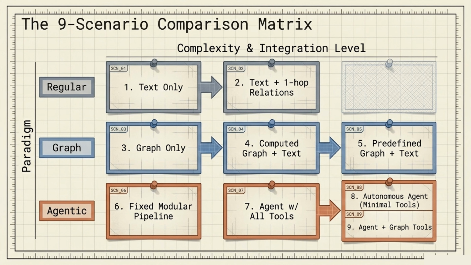Here is our 9 scenario comparison matrix mapping the complexity and integration levels. It ranges from text only in the regular RAG paradigm, moves through computed and predefined graphs for GraphRAG, and scales all the way up to fully autonomous agents with graph tools in the Agentic RAG category.